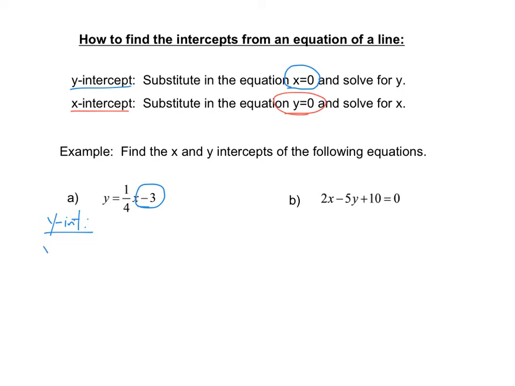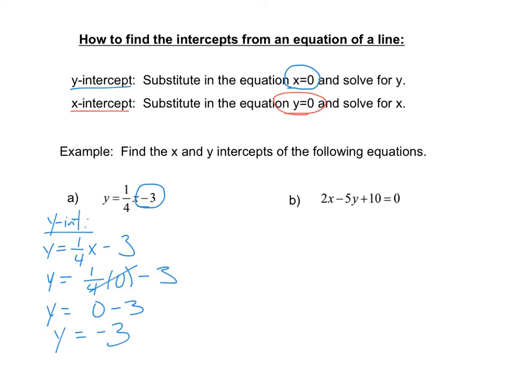So this is my equation, y equals 1/4x minus 3. I'm going to replace the x value with 0. So now it becomes y equals 1/4 times 0 minus 3, and we'll solve for y. Well, 1/4 times 0 is 0. So now we have 0 minus 3, so it gives me y equals -3. And that's what we had expected, that our y-intercept would be -3. So the coordinate for that is 0, -3. Now for the x-intercept.